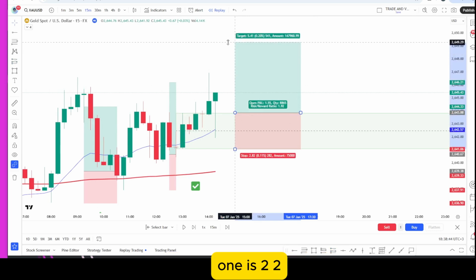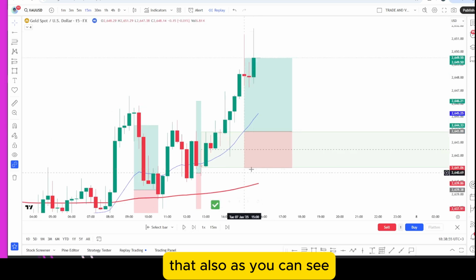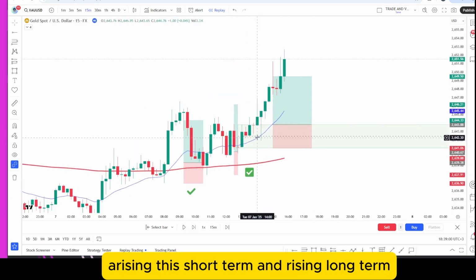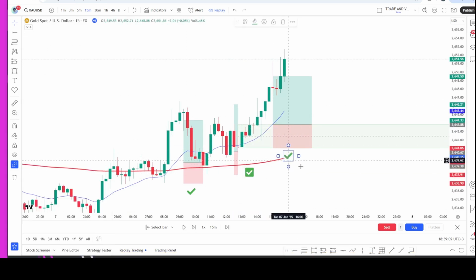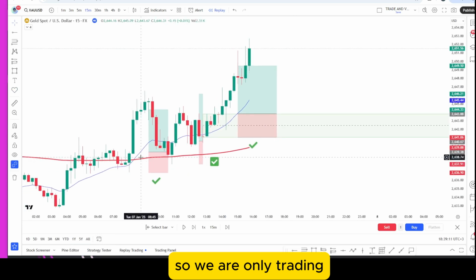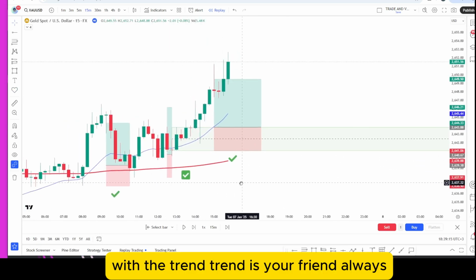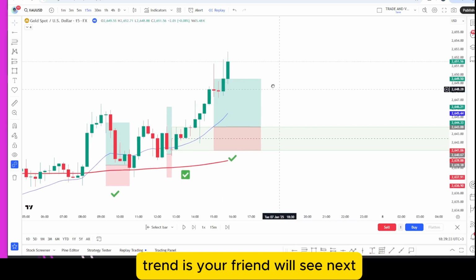1:2. We have to take 1:2. That is also a trade, you can see. If it is falling short term and rising long term, yes, there is a chance of getting winning trades. So we are only trading with the trend. Trend is your friend always. Always telling that one, right? Trend is your friend. We'll see the next one.